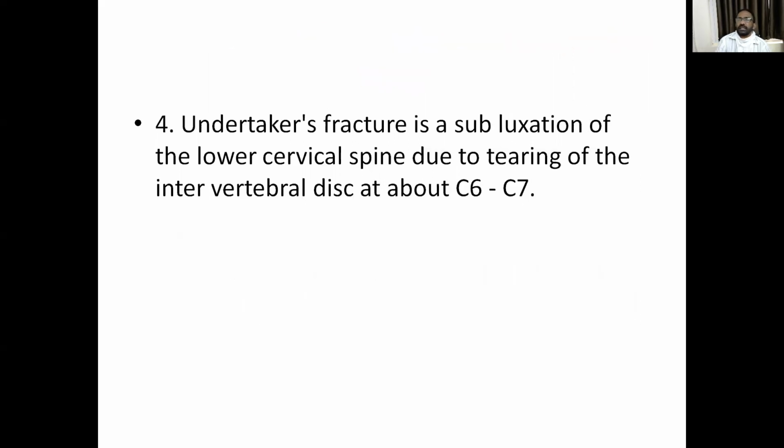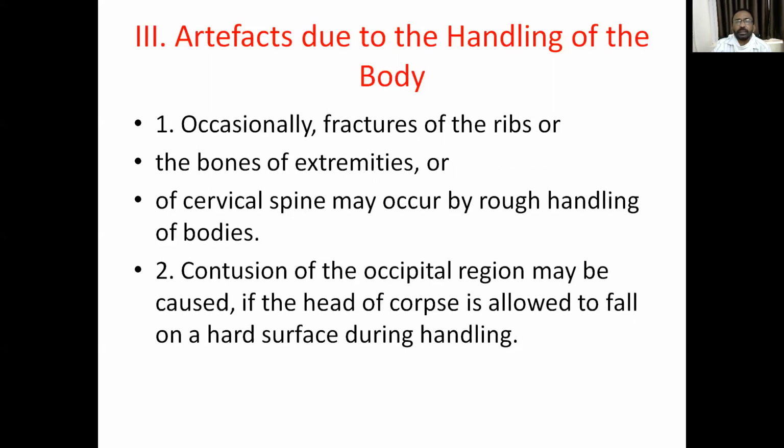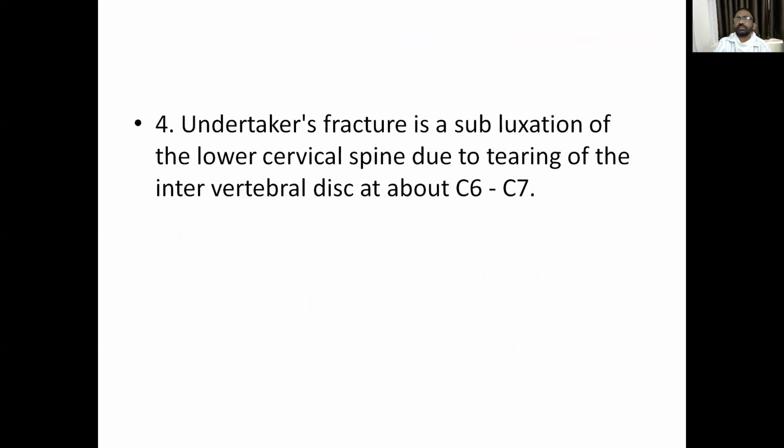Under the heading artifacts due to handling of the body, undertaker's fracture is an important short notes question. Undertaker's fracture is the fracture between C6 and C7 due to rough handling. It is a fracture of the cervical spine due to subluxation of the lower cervical spine, with a fracture between C6 and C7. This is called undertaker's fracture.